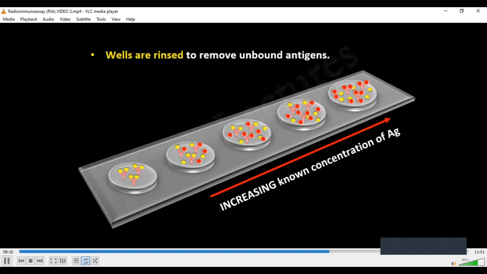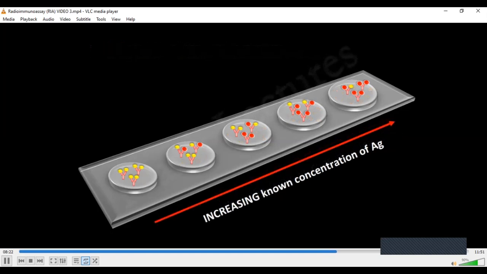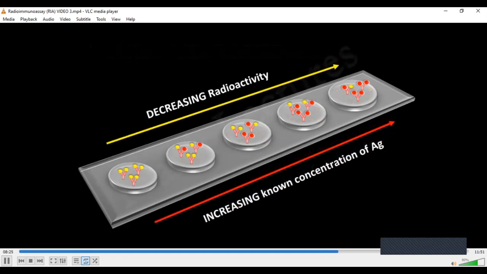In the next step, we will separate the unbound antigens by rinsing the wells and measure the radioactivity in each well by gamma counter. Radioactivity will decrease in each well with increasing amount of unlabeled antigen. This is because now some of the antigen binding sites have been occupied by unlabeled antigens, and there is a lesser number of bound radio-labeled antigens in each of these wells, as compared to the control well.